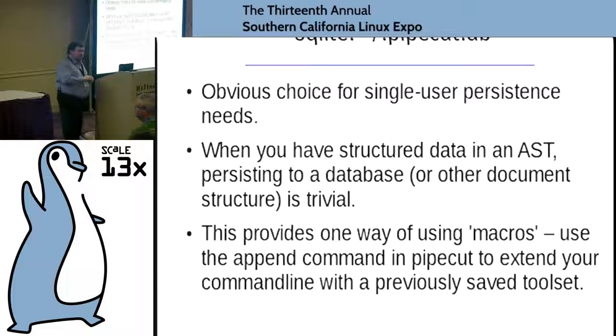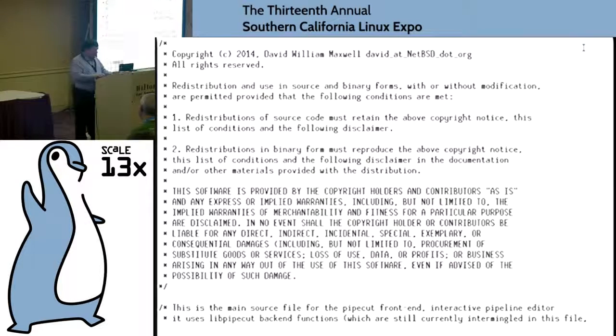SQLite to me is sort of the obvious choice. Right now, it saves in a .pipecut.db in your home directory. I already have a feature request from someone sitting in this room to support specifying a different database on the command line, and that will be easy to do. It's probably only a couple minutes worth of work, but being sick for the last week, I've been a little bit slower developing than I would like. So you have the structured data in an AST, and persisting it to the database is straightforward. And one of the things that this allows is creating macros.